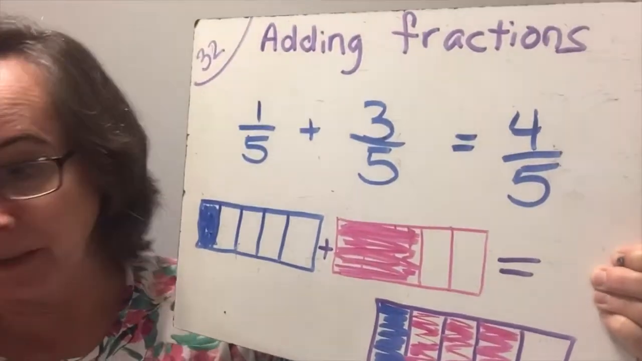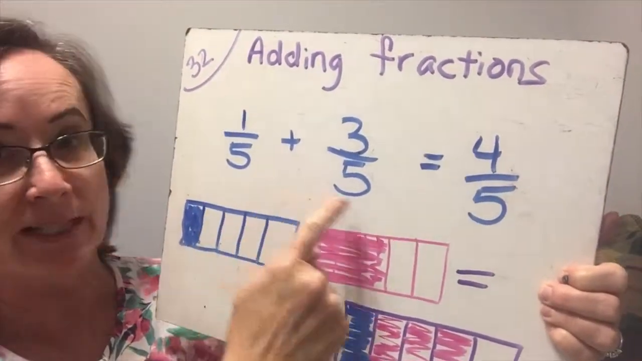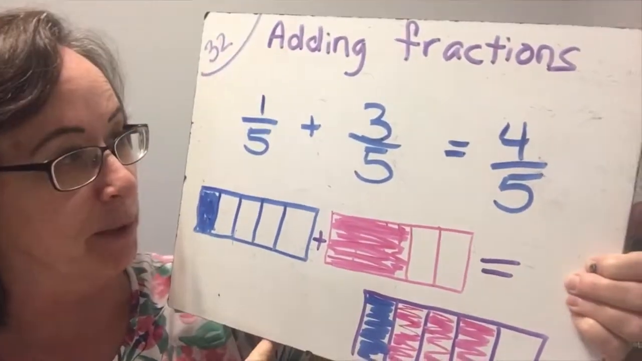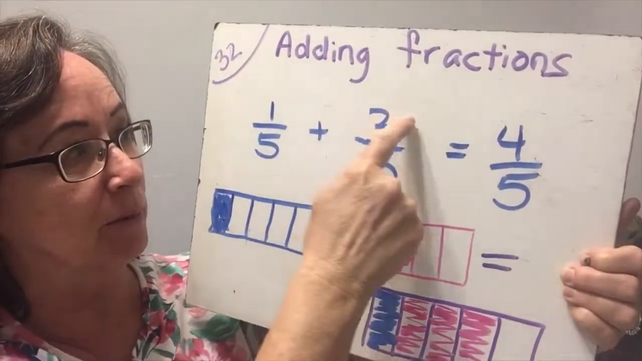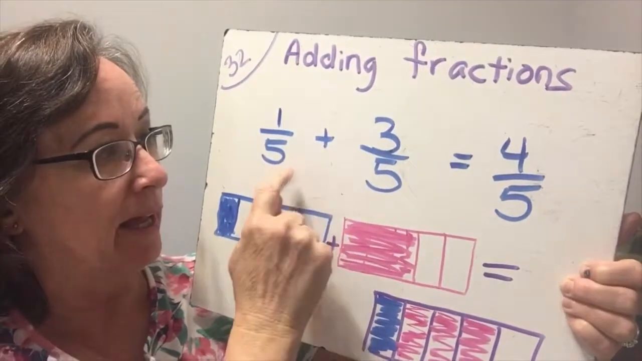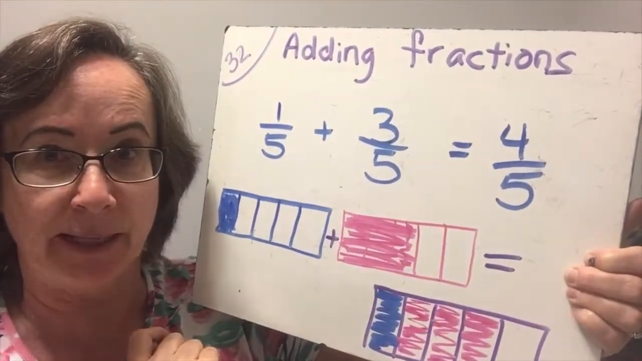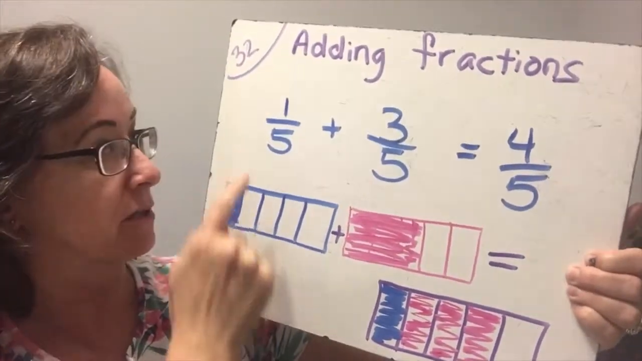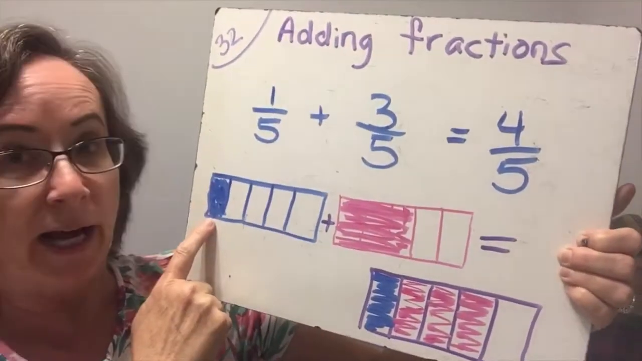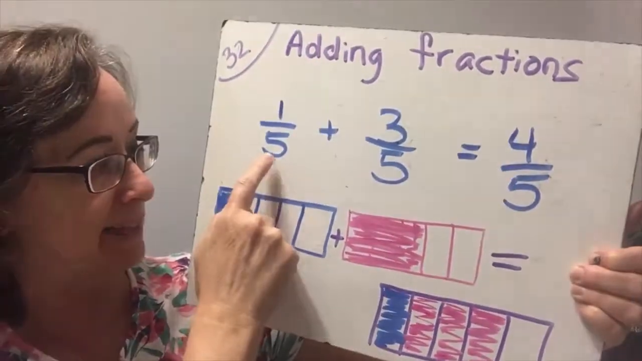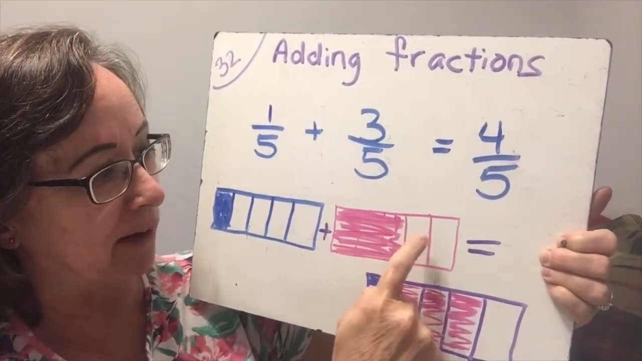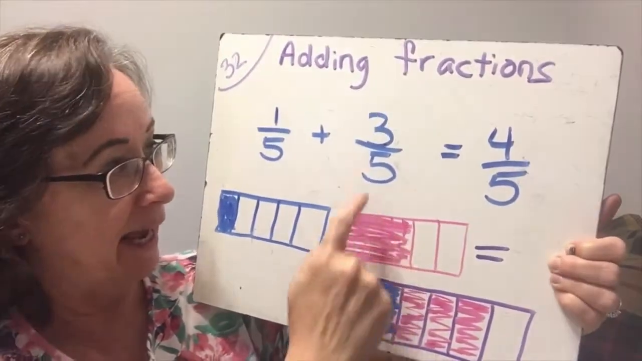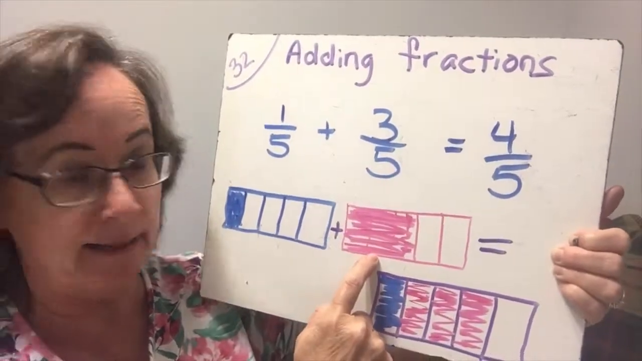Okay, you can see on the board here that I've written 1/5 plus 3/5. This is the example from your book. And according to the rules, we add the numerators together to get 4, and we keep the same denominator. But then I did it in pictures. 1/5 is 1 out of 5 parts, and I did this one in blue. And then 3/5 is 3 out of the 5 parts, and I did this one in pink.